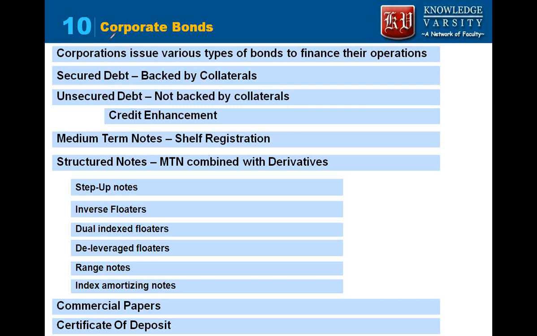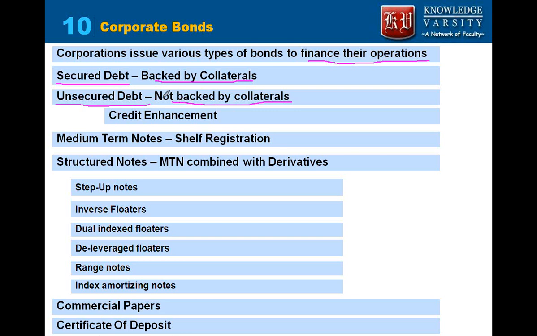corporations issuing various types of bonds. These bonds are issued to finance their day-to-day operations. You can have secured debt, that is, debt which is backed by collateral. The collateral can be their land, machinery, their cash reserve, etc. The bonds can be unsecured also. These are not backed by collateral. Debenture, which we have seen, is one kind of unsecured debt.